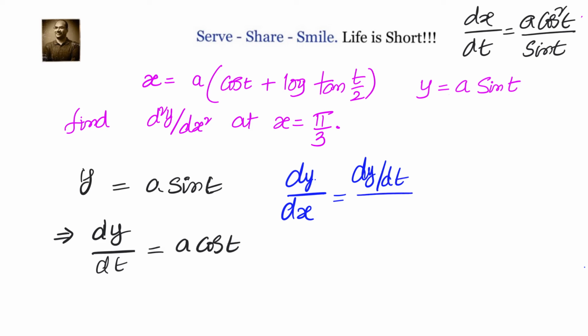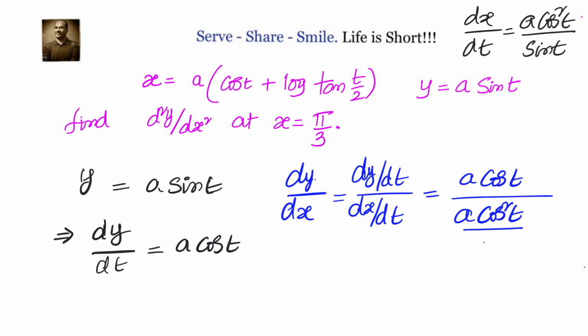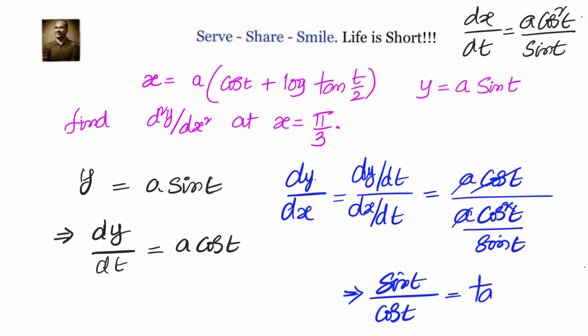Let us find dy by dx by using dy by dx equals dy by dt divided by dx by dt, which is equal to a cos t, where dy by dt is a cos t and dx by dt is a cos square t divided by sin t. So we can take sin t to the numerator, it will become a cos t into sin t by a cos square t. We can simplify that. We will get sin t by cos t, which equals tan t.